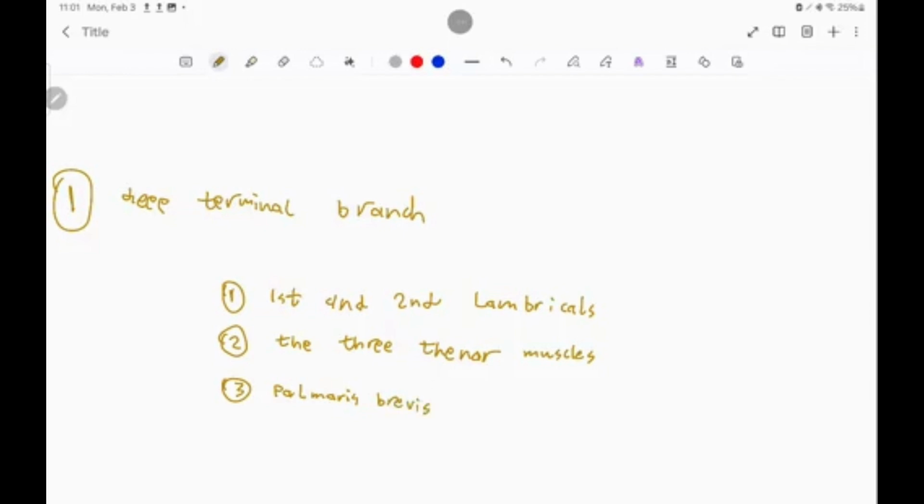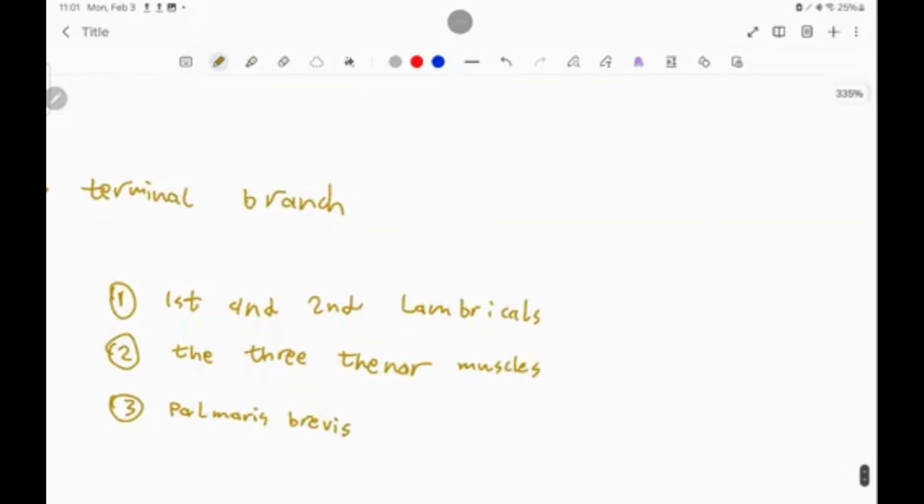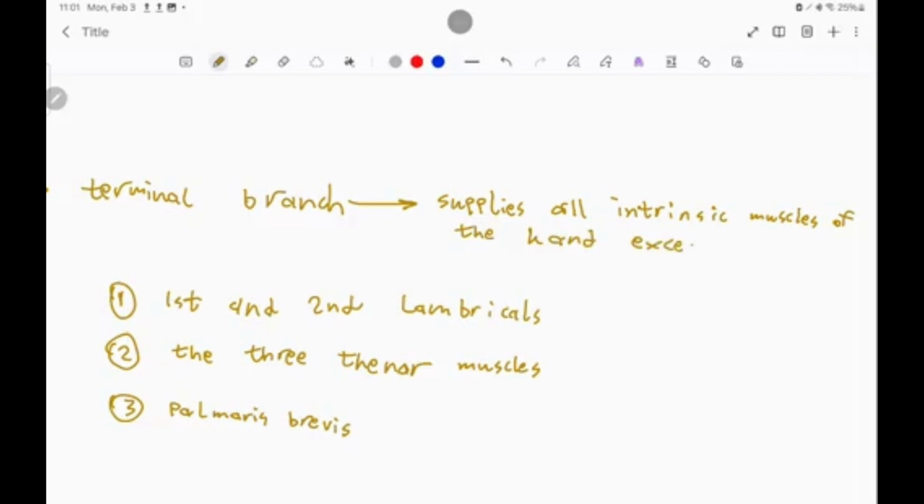Okay, the deep terminal branch actually does not supply these muscles. The deep terminal branch supplies all the intrinsic muscles of the hand except the following.